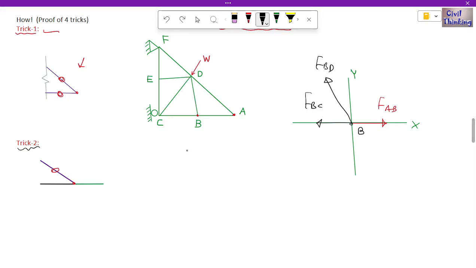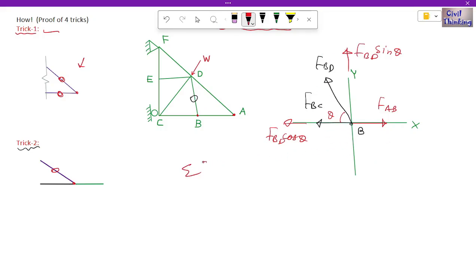So this becomes a zero force member, as according to trick number 2, and we have to prove that this is a zero force member, right? We have to prove this. Now let's first resolve this FBD. Assume this angle is theta, so this is FBD cosine theta, and this is FBD sine theta, right? This is the resolution of FBD.